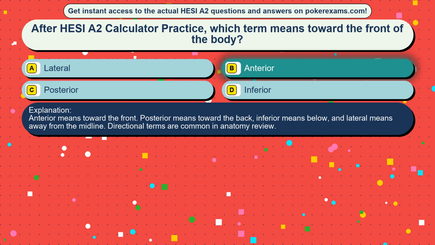Anterior means toward the front. Posterior means toward the back. Inferior means below, and lateral means away from the midline. Directional terms are common in anatomy review.